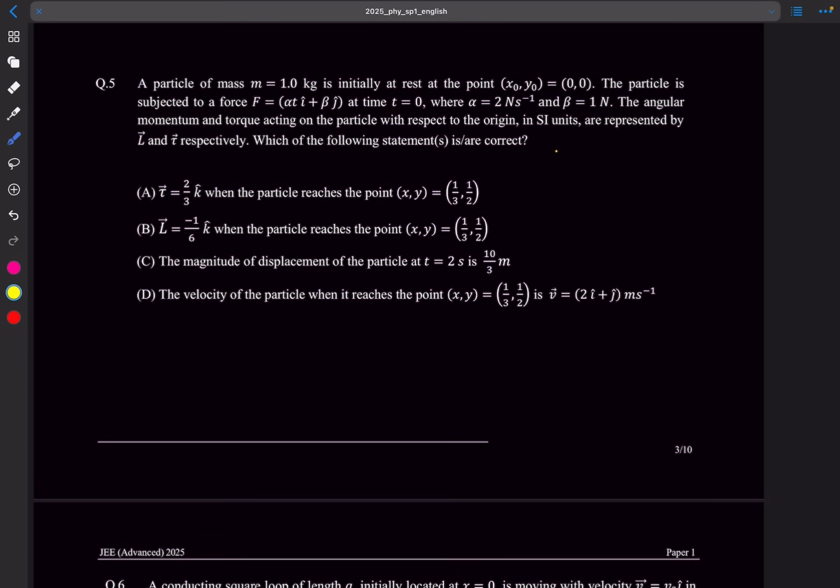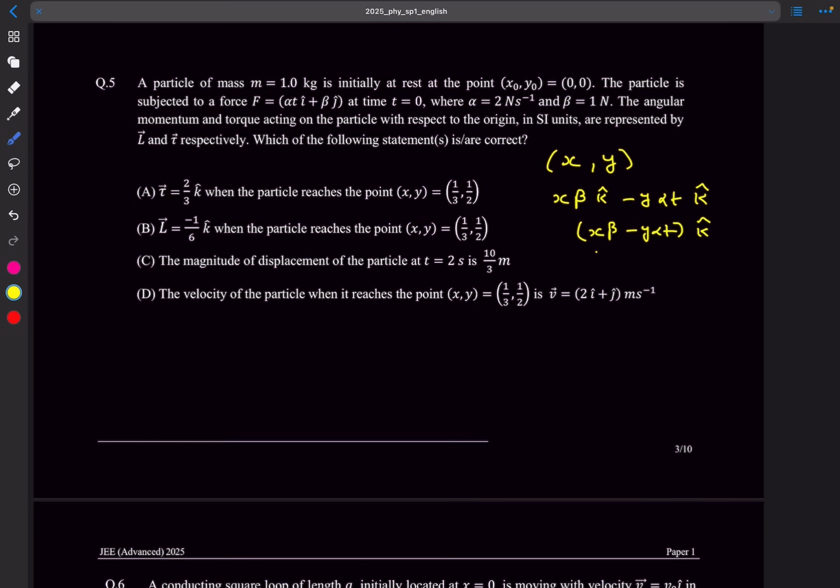Okay, so here the position vector at any general time, if it is x i plus y j, let's just calculate r cross F real quick. So we'll have x multiplied by beta, and i cross j will be k cap. And we'll have y alpha t, j cross i is minus k, so we'll have minus y alpha t k cap. So the torque is x beta minus y alpha t in the k cap. So now we can just put 1 by 3 comma half here.